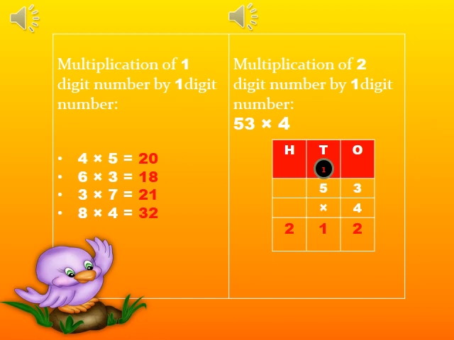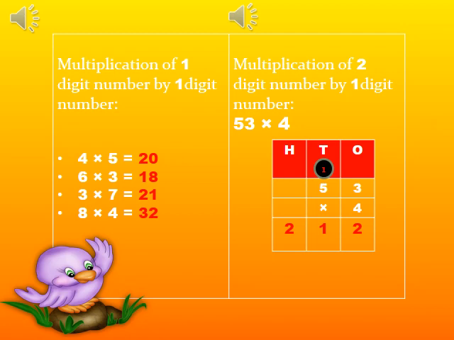Next, 6 into 3. 6 threes are 18. Next, 3 into 7. 3 sevens are 21. And the last, 8 into 4. Again, we have to read the table of 8 for 4 times. So, 8 fours are 32.